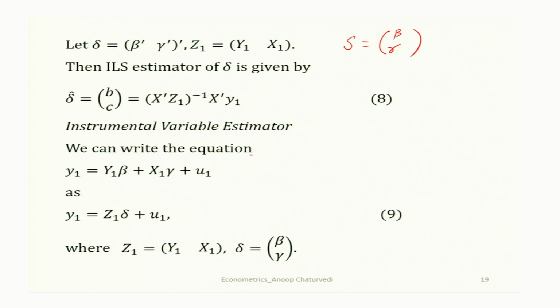Now, suppose you write the first equation as y 1 equal to capital Y 1 beta plus x 1 gamma plus u 1. We write this equation as y 1 equal to z 1 delta plus u 1, where z 1 is equal to capital Y 1, x 1, and delta is equal to beta gamma. So, we write this equation as y 1 equal to (Y 1, x 1) times (beta, gamma) plus u 1, and then we are writing this equal to z 1 and this equal to delta.